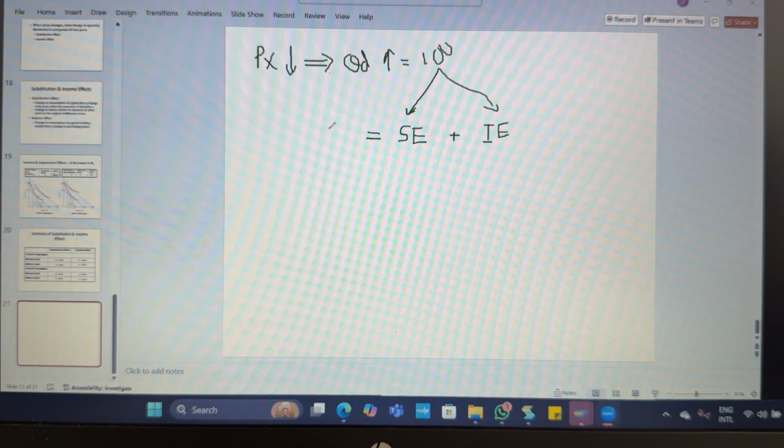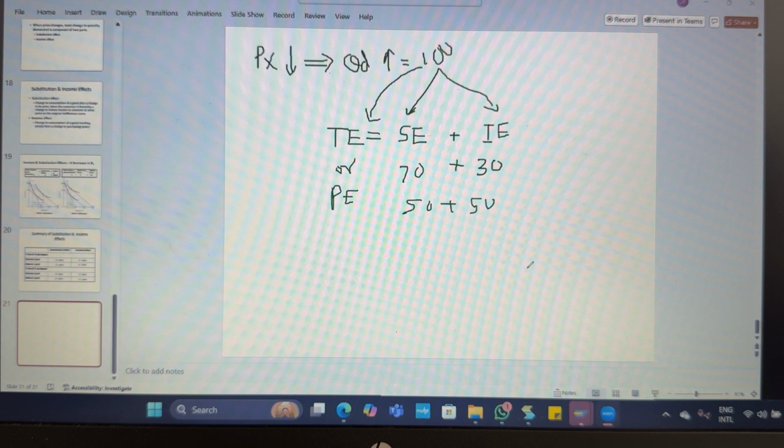Therefore, after the price change, the total effect on the commodity is called the total effect or price effect. Price effect, in this case 100. Within this 100, some part belongs to substitution effect, maybe, for example, 70%. So 30 is coming from income, or whatever the split, maybe 50-50, we don't know.